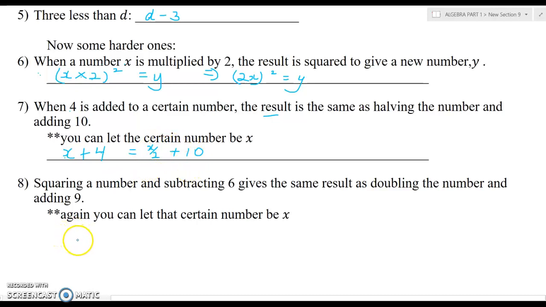And number 8, squaring a number. Again, you can use the certain number to be x. So squaring a number and subtracting 6 gives the same result as doubling the number. Doubling means 2 times x, and adding 9. So I can write this as squaring the number and subtracting 6 is the same as doubling the number, which is just 2x plus 9.